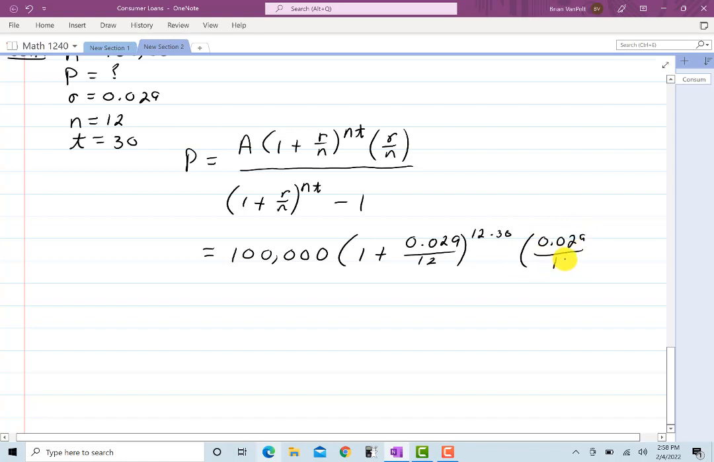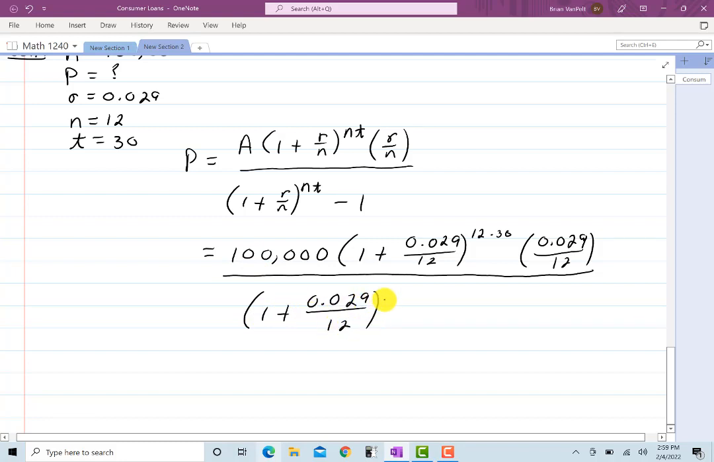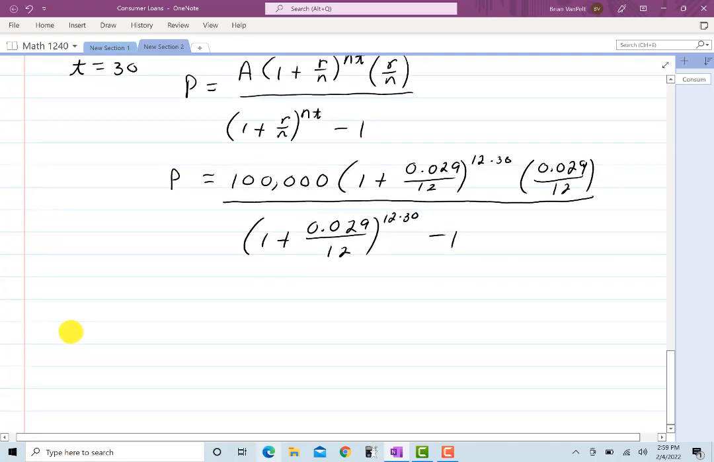0.029 over 12, 1 plus 0.029 over 12 to the 12 times 30 minus 1. Once again, you want to probably put this into your calculator.